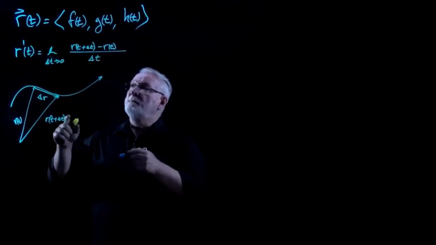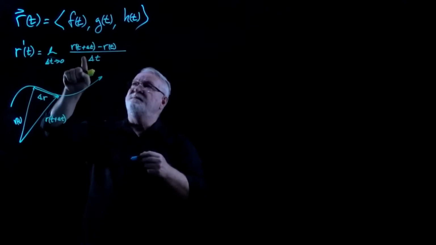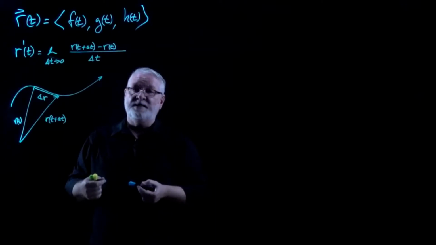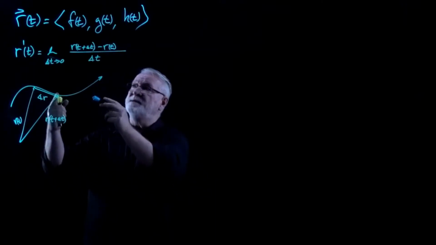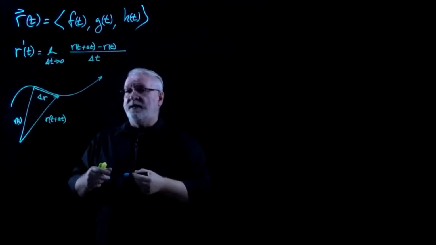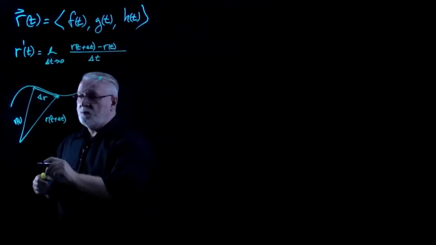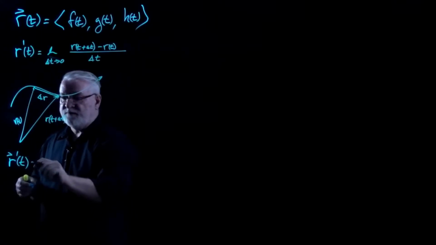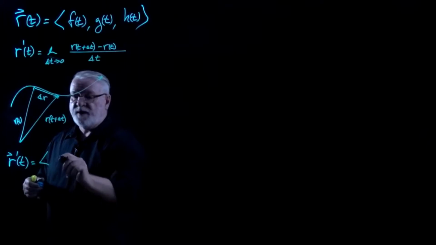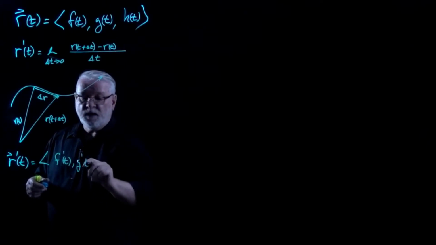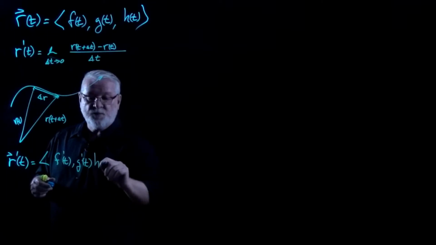In essence, because r is defined in terms of three independent functions that are all defined by t, I can simply apply the same rule to the derivative to each component of the vector. That is, the derivative of the vector will be r prime of t. And remember, that's a vector. And that will equal the vector f prime of t, g prime of t, and h prime of t.